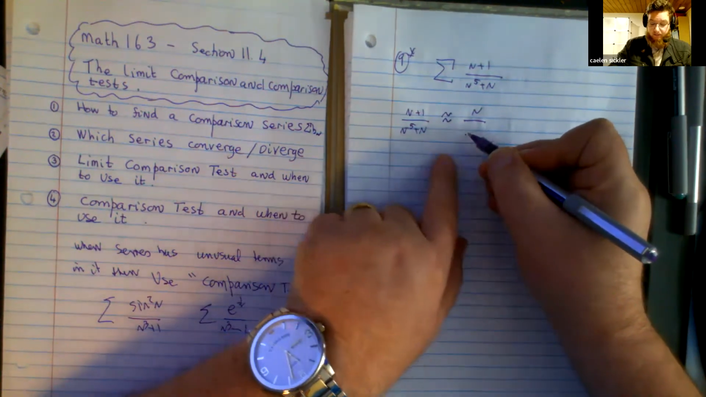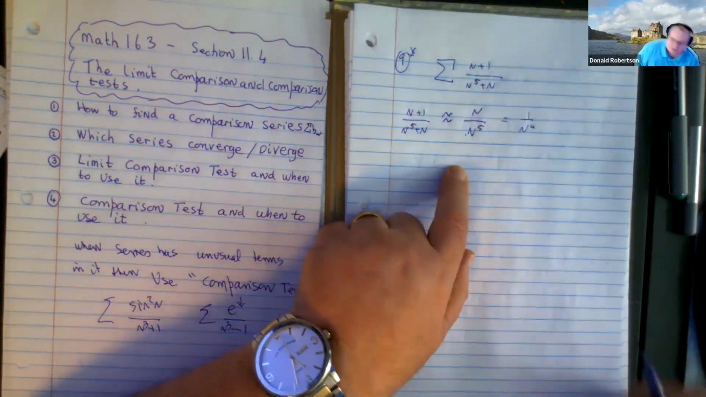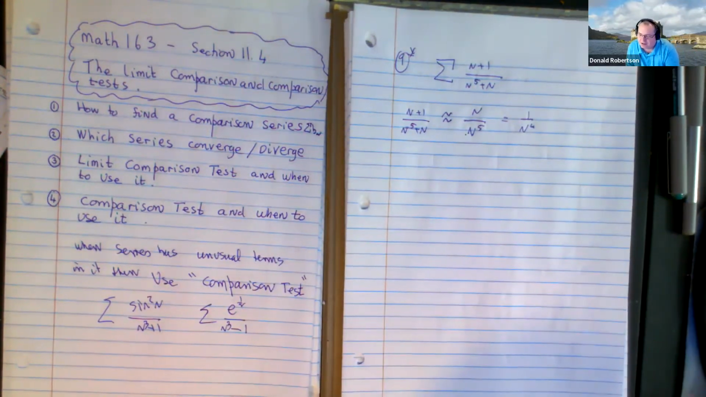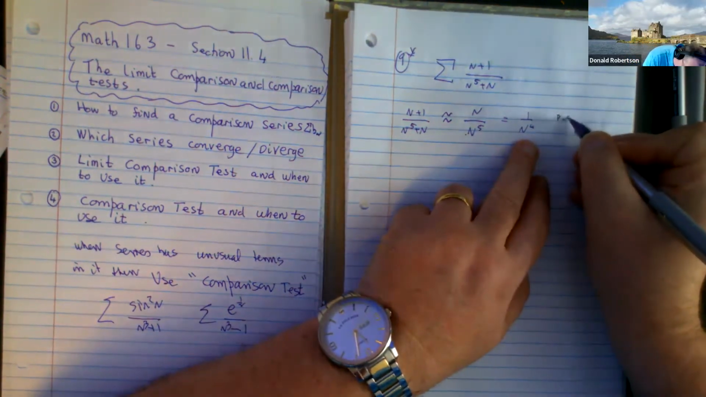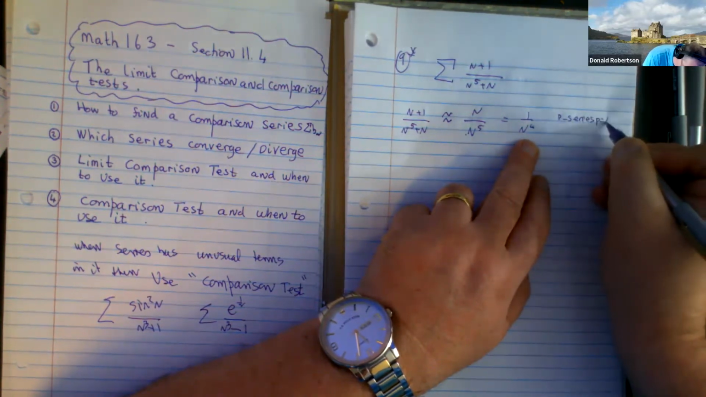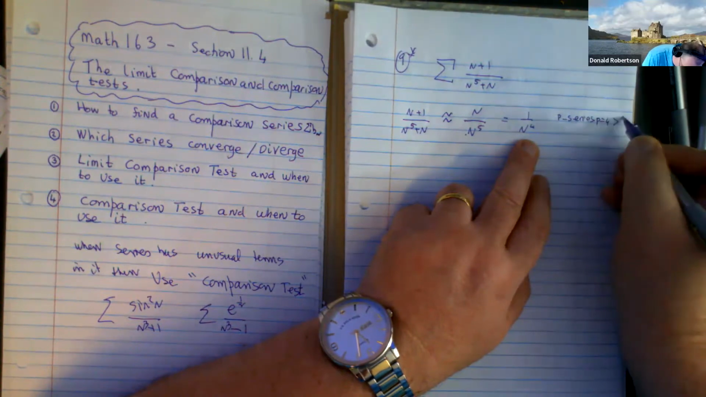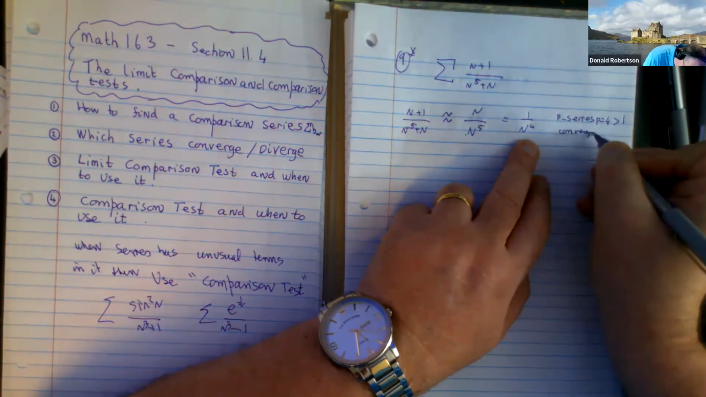N to the 5th. And that simplifies down to 1 over n to the 4. And not a surprise, because you're going to get P series when you have these guys, right? They're all P series when they look like this. So this is a P series. P is equal to 4, which is greater than 1. I keep picking convergers, don't I? So this is going to converge.